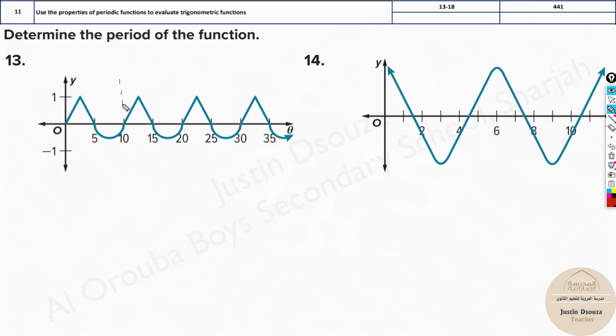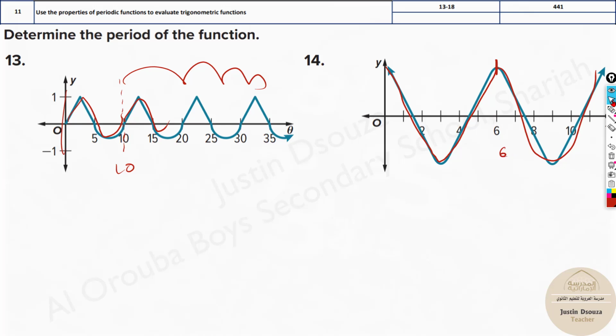In the sense, from 0 to 10, it's a unique function. It's going different ways, but then it's repeating. One set of unique motion would be a period. So from here to here, this is unique, then it's repeating. Wherever it starts repeating, the frequency at which it repeats is basically the period. Here we can easily tell it's 10. What about this function? It starts from up, goes up, and till over here it's unique. Then it starts repeating.